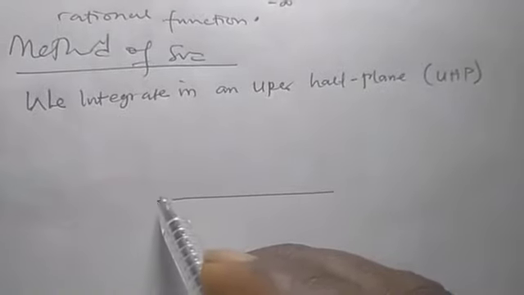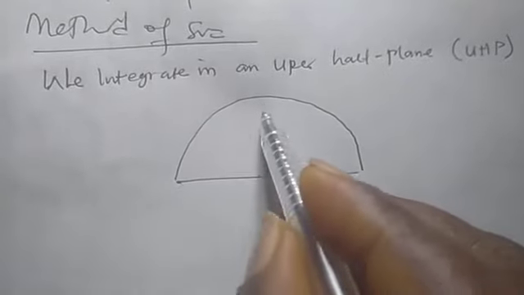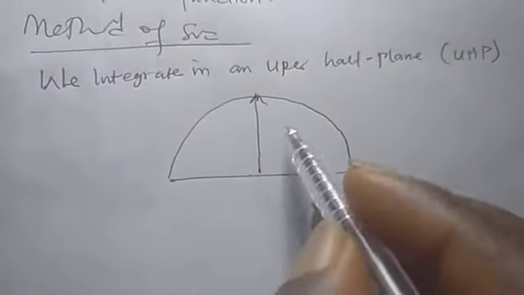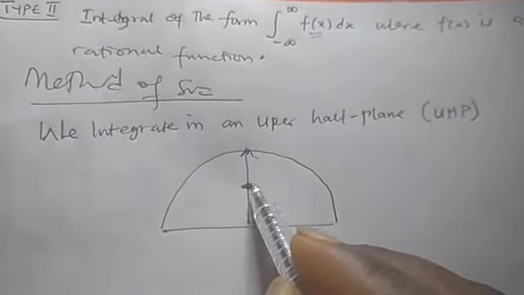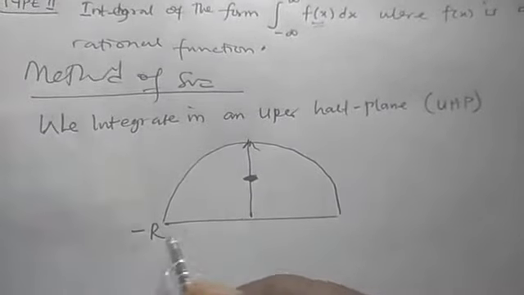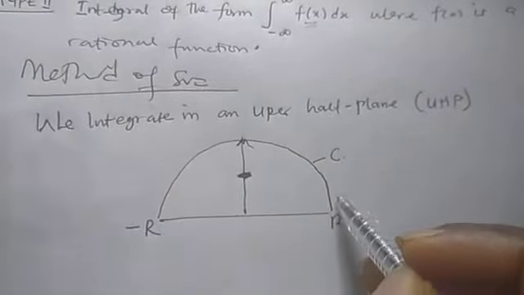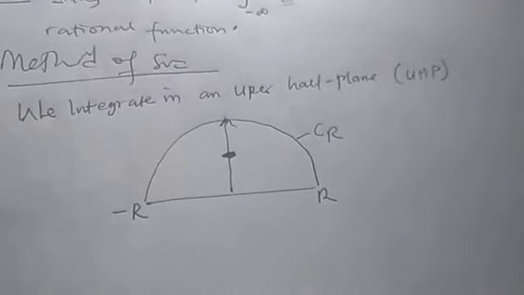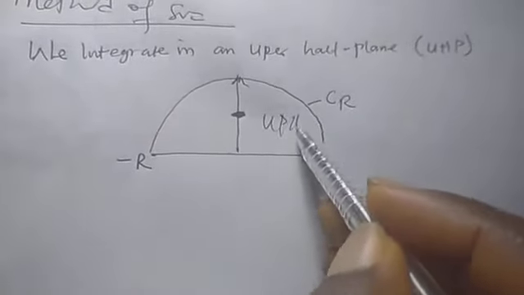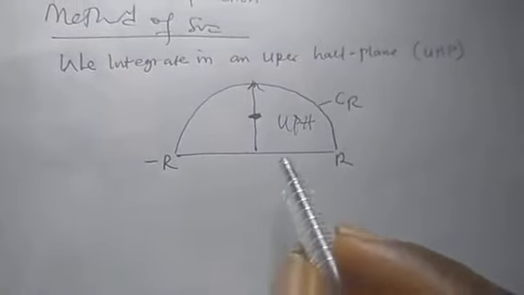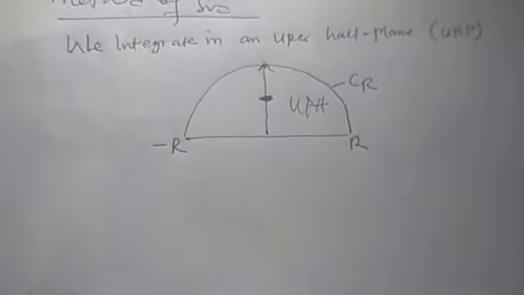So this is it, semicircle, in this semicircle here. So let's say this is the y-axis here. And in this case, the singular point will be on this imaginary axis. So here we have minus R to R. Here we have this is an arc which we represent by C_R. So we integrate in this upper half plane. Now, because of this arc here, we need to consider the following theorem.